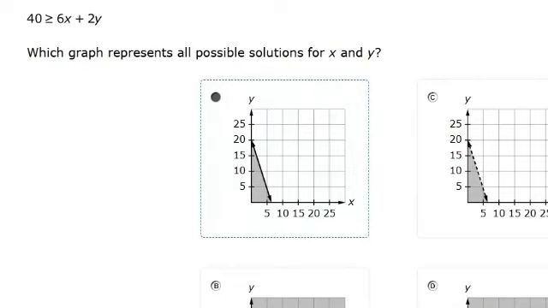So write this point also. The simplest point to verify an inequality is the origin. Its coordinates are x equals 0 and y equals 0, that is, 0, 0.